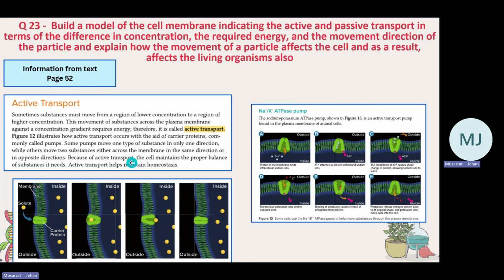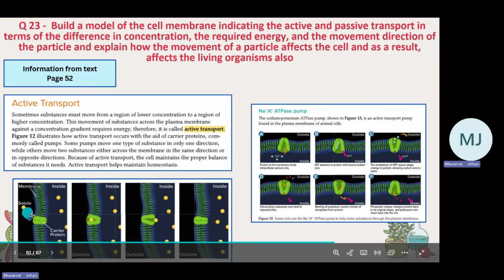Because of active transport, the cell maintains proper balance of substances which it needs. Why active transport? So that there can be a balance. Active transport helps maintain homeostasis. So it's mainly used for maintaining homeostasis. Here they are showing you where only in one direction it is moving. Solute is coming here from low to high and it goes in. It comes here, then it opens, then it goes in.